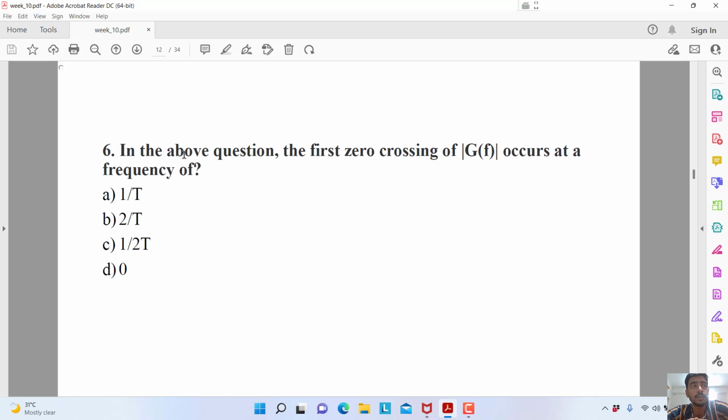Question number 6 is related to the previous question. In the above question, the first zero crossing of the magnitude of G(f) occurs at the frequency of? You have to calculate the first zero crossing. You have G(f), just calculate the magnitude of G(f) and plot it, and let me know where you are getting the first zero crossing. Simply calculate the magnitude of G(f) and put that equal to 0. From there you will get your first zero crossing. So please try this.